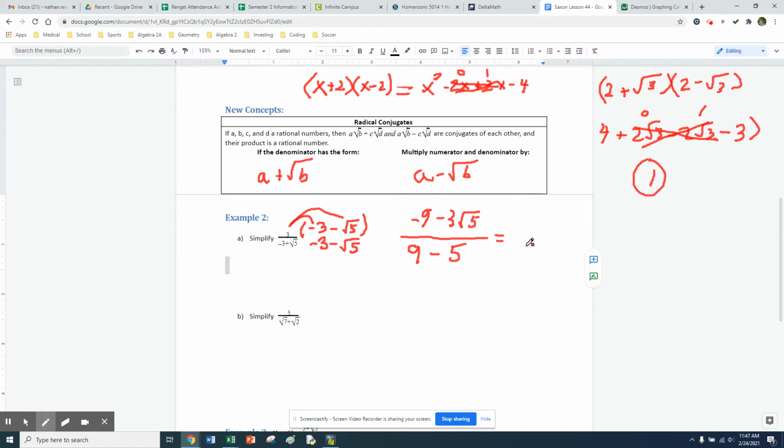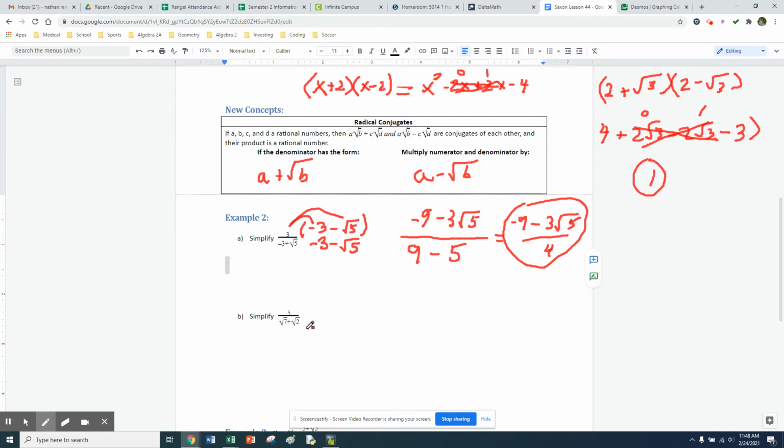We don't need to FOIL everything out because the outside and the inside are going to cancel out every time anyway. So final answer then, I'd have negative 9 minus 3 roots of 5 all over 4. And there would be my rational denominator now. 4 is a nice integer and got rid of that radical. And then we'll take a peek down at b.